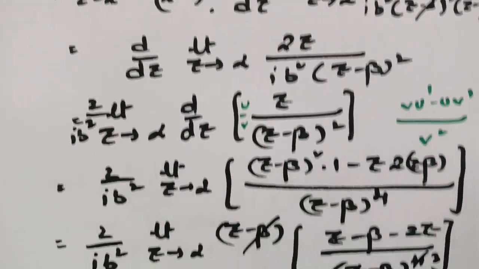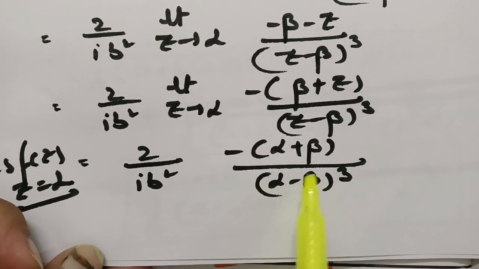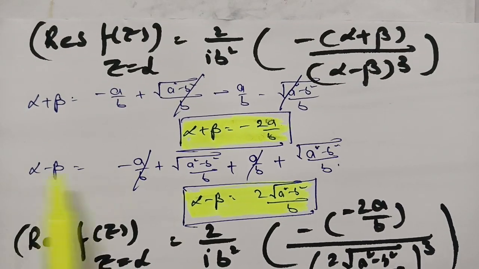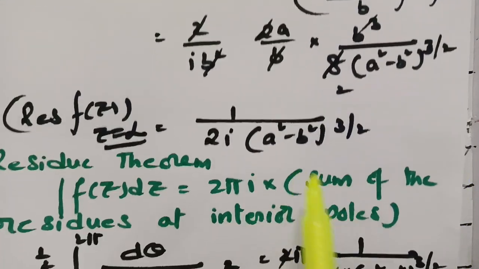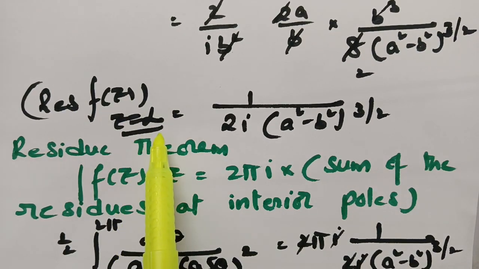If I substitute, make a derivative one time and substitute z is equal to alpha, then what are alpha plus beta and alpha minus beta? I have to use both the values alpha and beta. So this is alpha plus beta and this is alpha minus beta. If I substitute alpha plus beta and alpha minus beta here, I get this one. Now this is the residue value at the interior pole, z is equal to alpha.